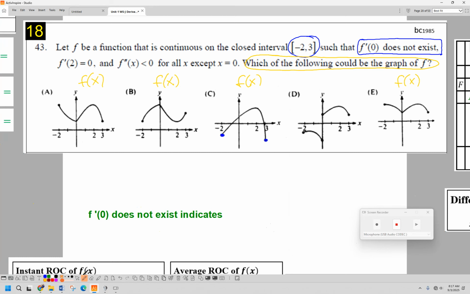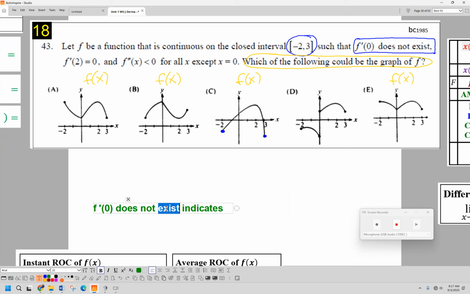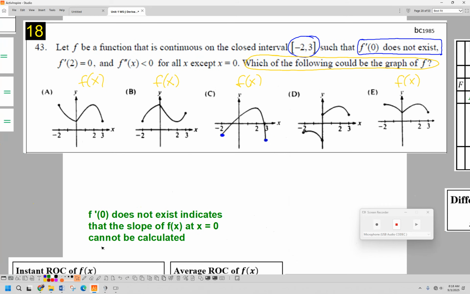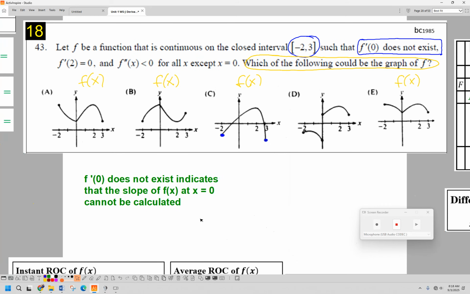Let's type that. Something like that. So that's what they are telling you, is that you cannot calculate the slope of f at x equals 0.